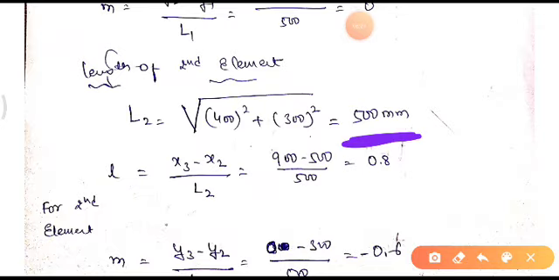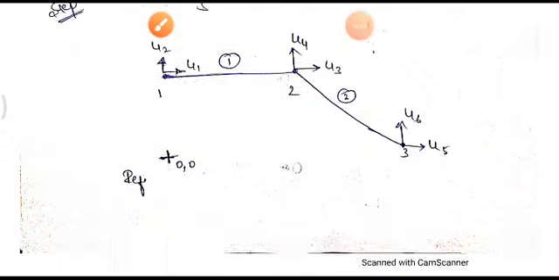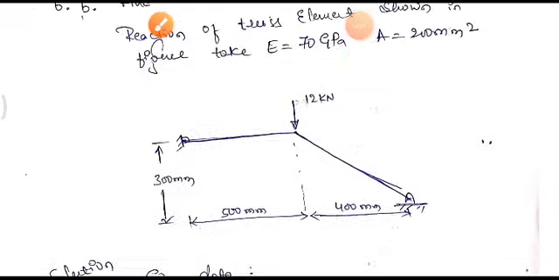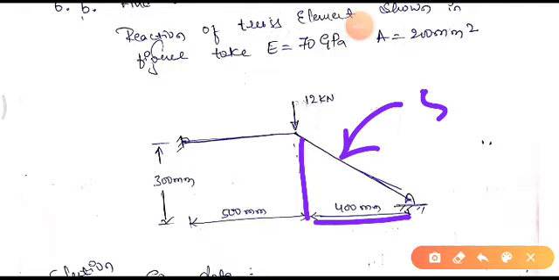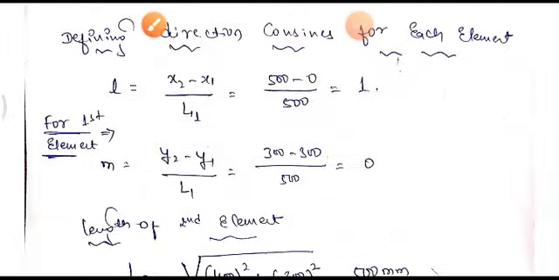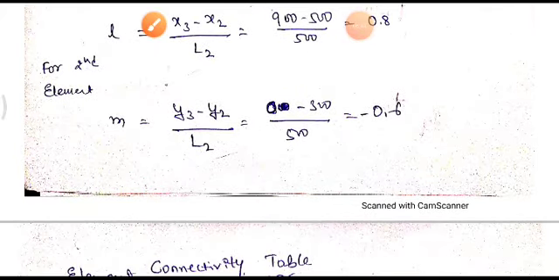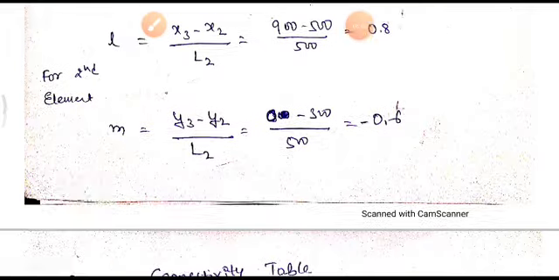Then we got this 500 mm, this one. For this, as we know that the length is 300 and this is 400, we got this answer as 500 by applying the Pythagoras theorem. Next, here we need to define the direction cosines for the second element.